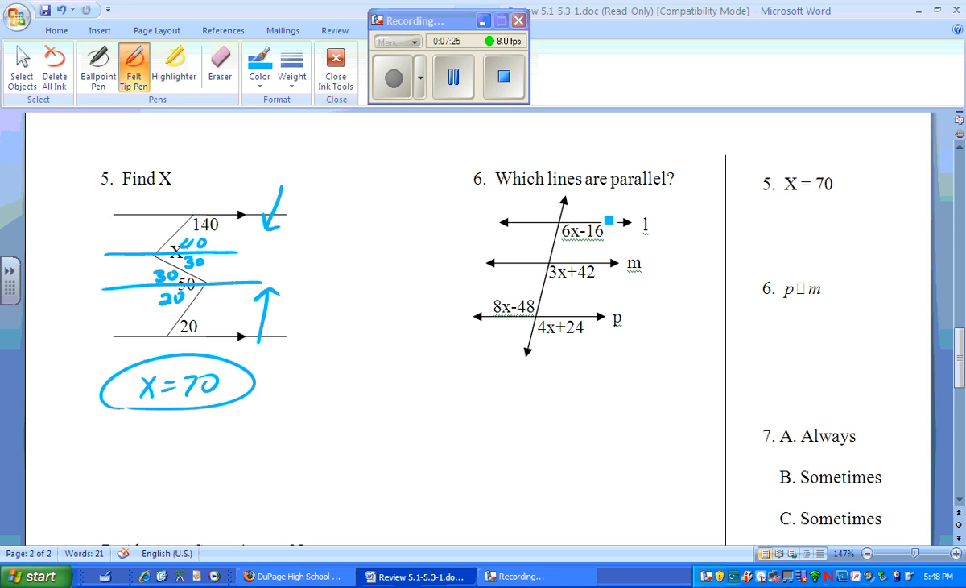Excellent. Which lines are parallel? We don't know that these lines are parallel or not, so we have to figure out which lines are parallel. This only has one marking. M only has one marking. P has 2 markings. What do we know?